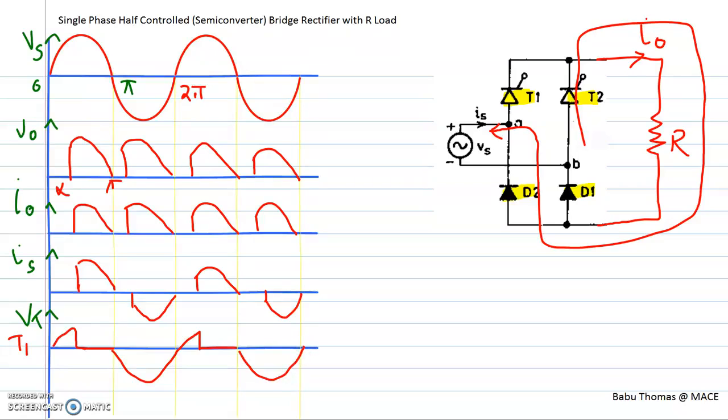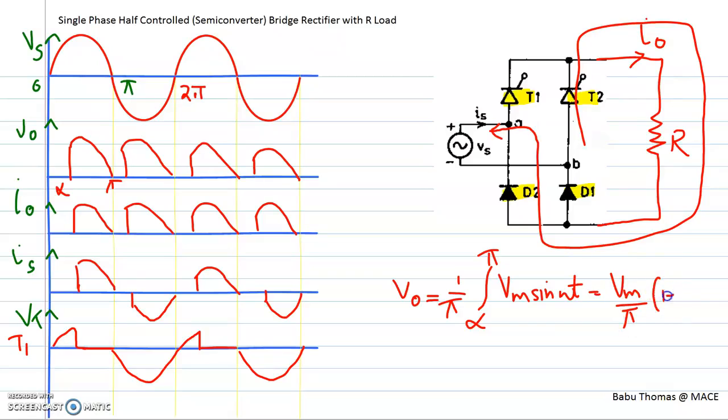Now we also need to find the output voltage V0. It is 1 by pi integral from alpha to pi of Vm sin omega t, which is nothing but Vm by pi into 1 plus cos alpha. In a similar way, you can also write down the equation for I0 and also for V0 RMS. The derivation is the same as we have already discussed in the earlier cases.